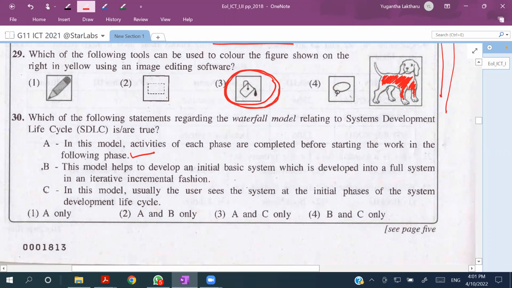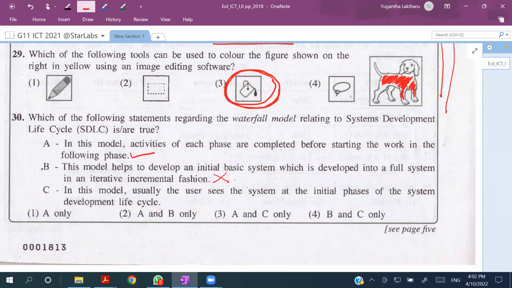This model helps to develop an initial basic system, which is developed into a full system in an iterative incremental fashion. No, that belongs to the iterative incremental model. This is not the waterfall's nature. In waterfall, one particular phase is done, then we move to the next phase. Likewise, at the last phase, the client will be seeing the full and final product.